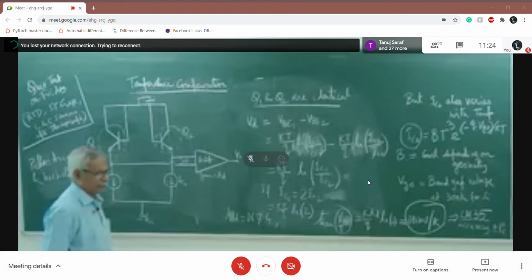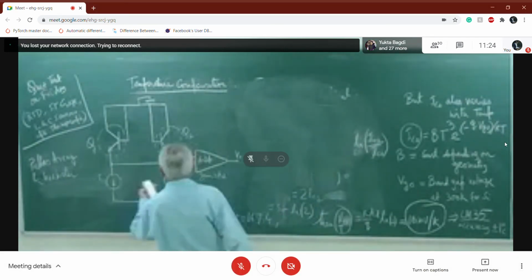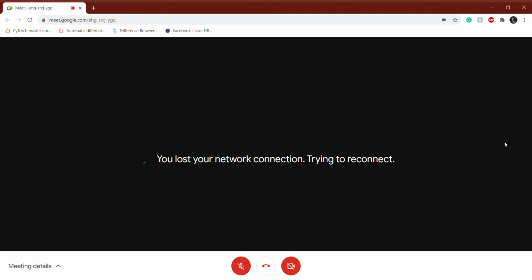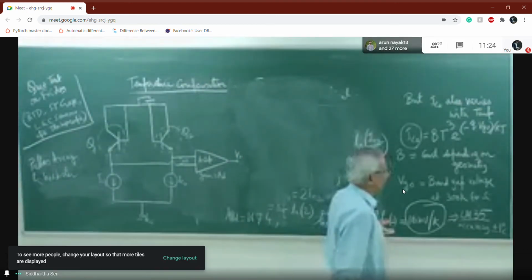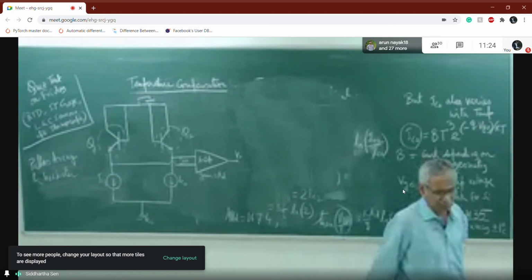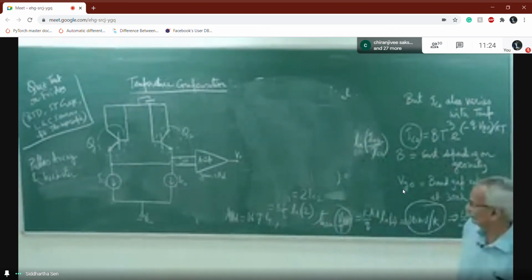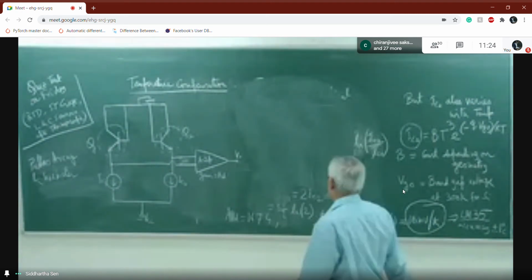Whatever you say, this IC1, IC2, I can say IE1, IE2. Doesn't matter, as long as their relationship is one is double the other. So that is the thing here.